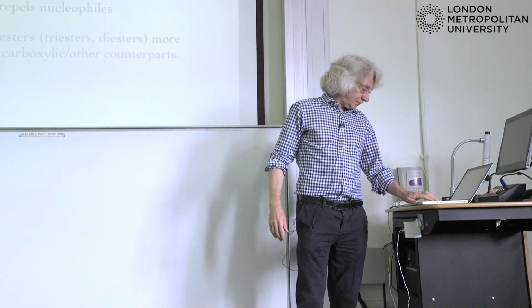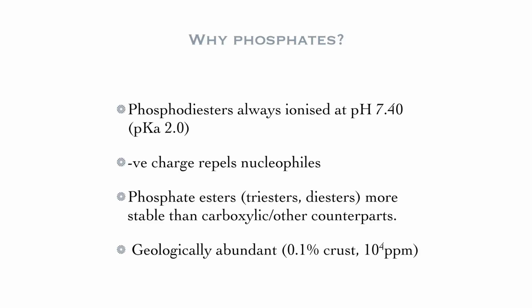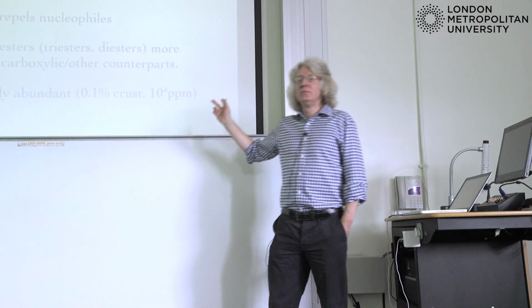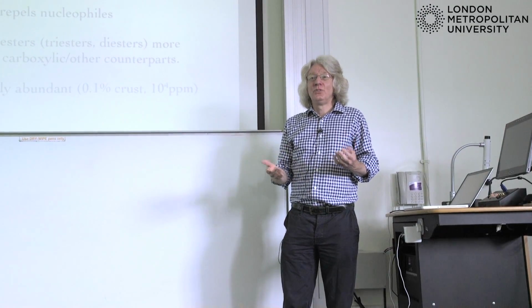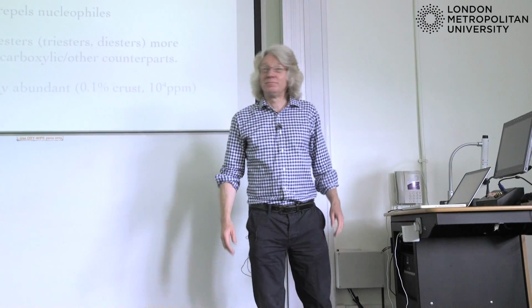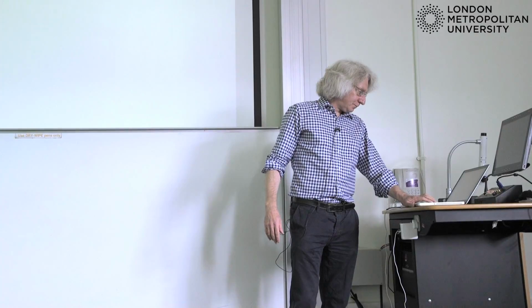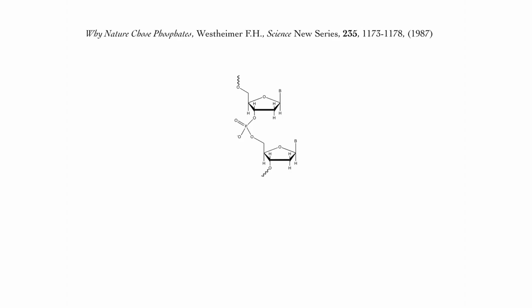And also, phosphate is geologically abundant. It's about 0.1% of the Earth's crust, about 10,000 parts per million. So it's abundant, so it makes sense that life would make use of materials that are relatively abundant. The great article, Why Nature Chose Phosphates, by the late Frank Westheimer, was published in 1987 in Science. I have copies. I'm quite happy to send PDF copies of this to anyone that requests it. I strongly recommend you read it. It's brilliant.